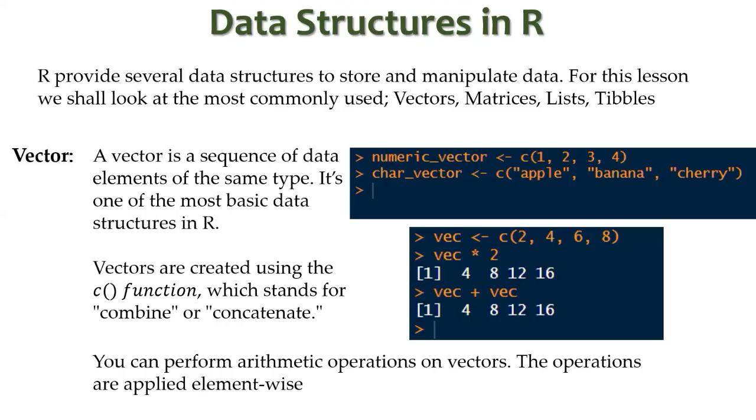So doing vector plus vector is the same as multiplying the vector by 2, because you are adding the vector to itself. You can also divide by a number. You can find the exponent. You can raise to the power. So you can do vector raised to the power 2, and it will raise each element in the vector to the power 2. You can do division. You can do all the basic arithmetic with your vector.